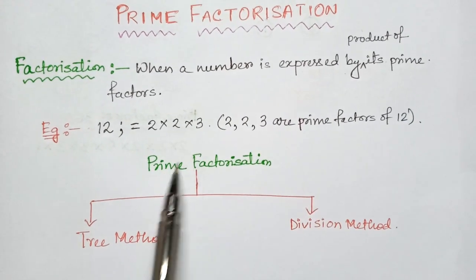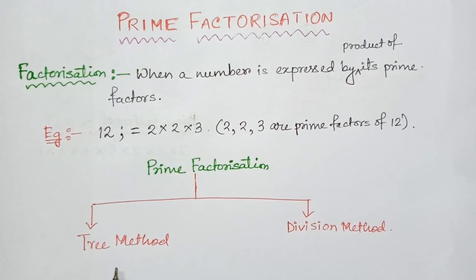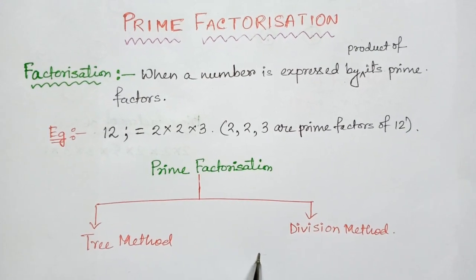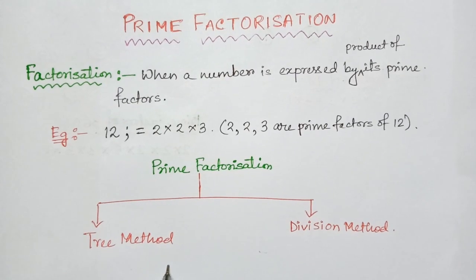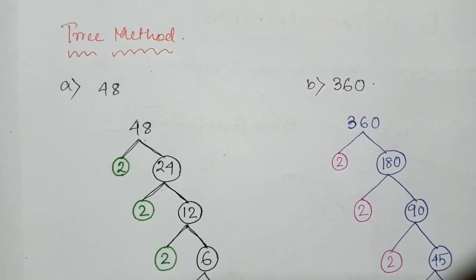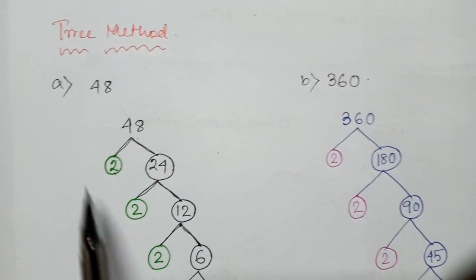Okay, prime factorization can be done by two methods. One is the tree method and the other is the division method. Today we will do the tree method of prime factorization. So here is the prime factorization by tree method. Let's take an example, 48.